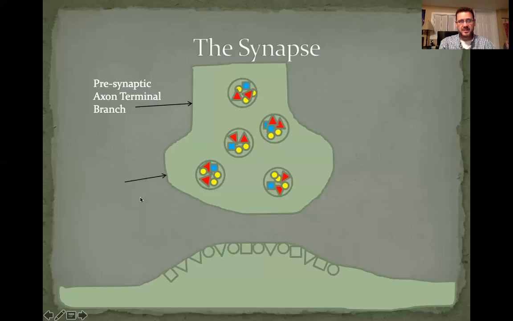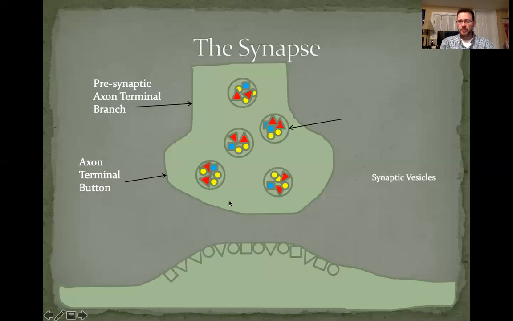So this is our terminal button, as we know, and everything up here is presynaptic. Everything before the connection point is presynaptic. Everything down here is postsynaptic. It's all relative, of course.